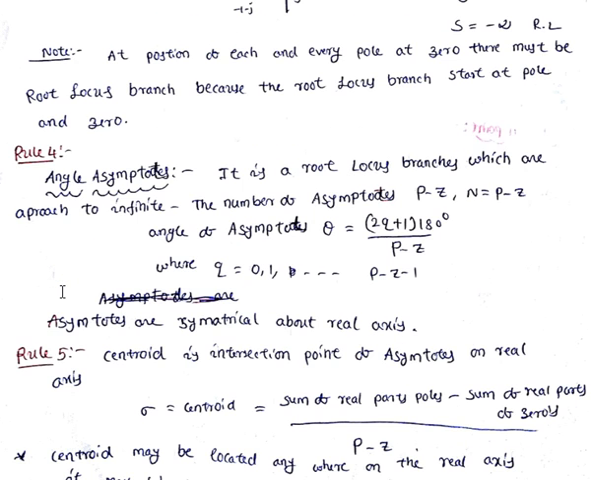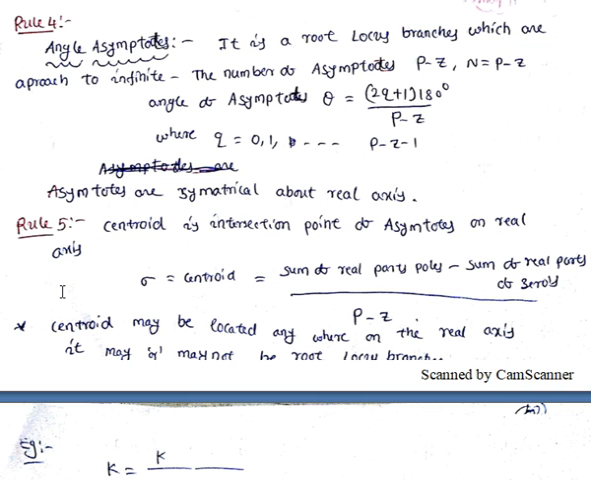Coming to rule number 4, angle of asymptote. These are the root locus branches which approach infinity. The angle of asymptote is (2q plus 1) into 180 degrees by (p minus z). Here q is 0, 1 and so on up to p minus z minus 1. P is the number of poles and z is the number of zeros. This is the angle of asymptote.